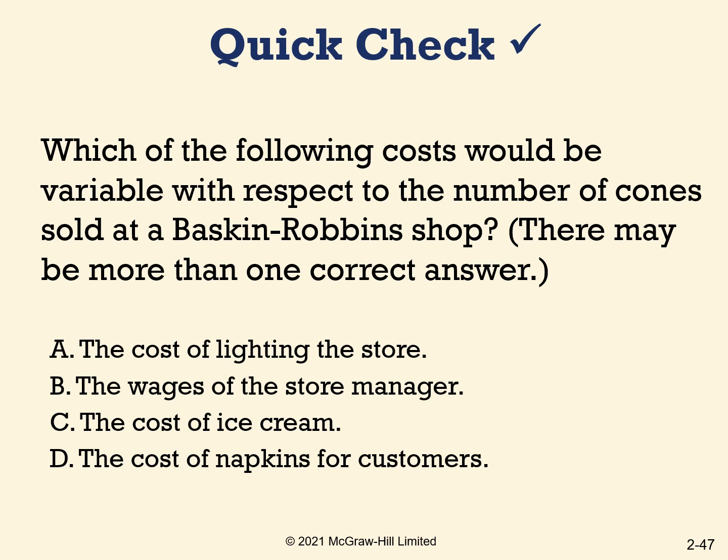So if we look at A, the cost of lighting the store. Think about that. If you sell more or less ice cream at this Baskin-Robbins, is it going to change the cost of our lighting? The answer would be no. This is a fixed cost. There's going to be a fixed amount of utility bill you're going to have to pay each month. So it's not going to change based on how many we sell. So this is not a variable cost.